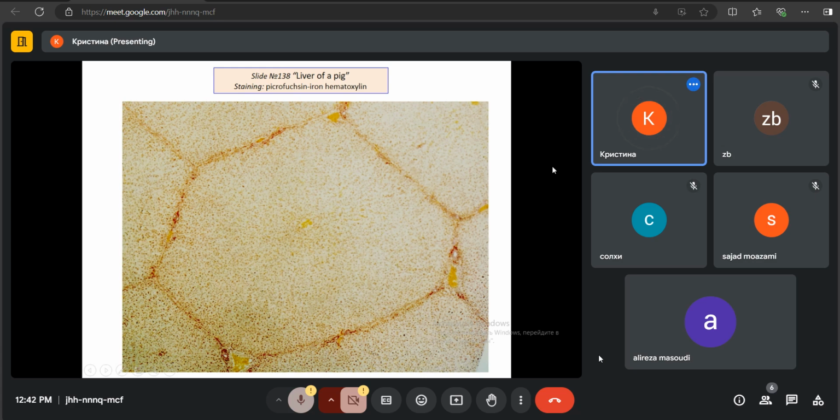This is a better picture because here we have the classical shape of the lobule and the central vein in the center and several triads seen at the periphery, with the largest element, the vein, filled with erythrocytes.